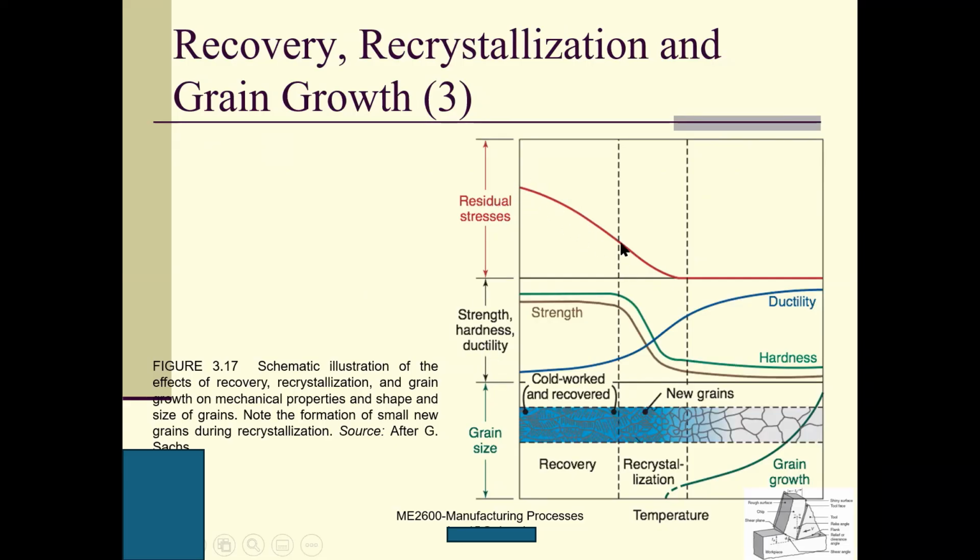You can see residual stress decreases substantially as the temperature increases, with strength and hardness decreasing. However, ductility, as I said, is kind of competing with strength: the strength decreases and the ductility increases. As for the grain size, this is cold worked, and after the recovery there are new grains here. Finally, these new grains keep growing, and you have bigger grains.